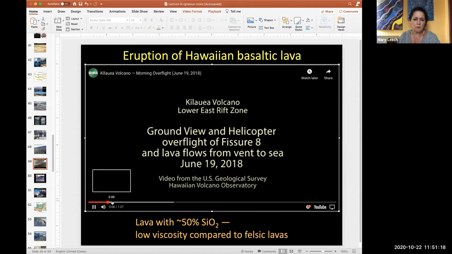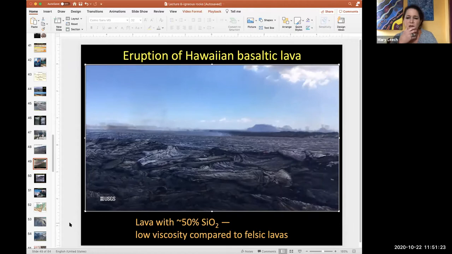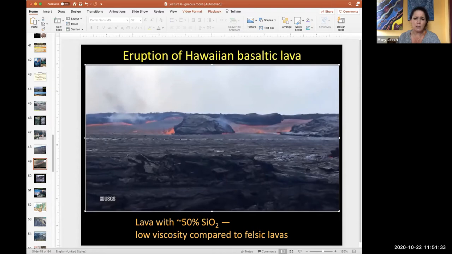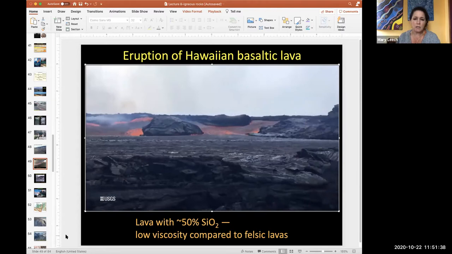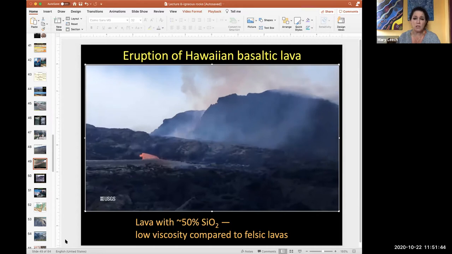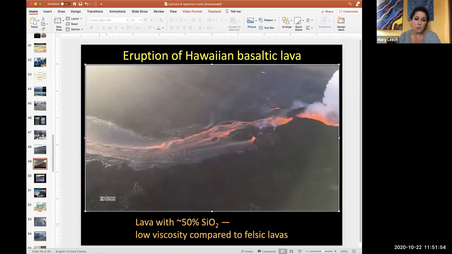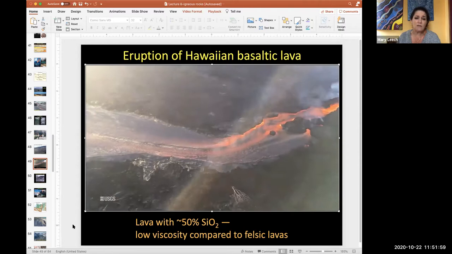So this is from 2018. I don't know if you were aware, but there was a huge eruption of the Kilauea crater on the east side of the Big Island in 2018. It actually created new land. There was so much lava that came out. But what I want you to see here is that it's fountaining. This is called fountaining up at the top. What I want you to see is that it looks like a river. It flows like a river. This is not viscous. This is low viscosity.